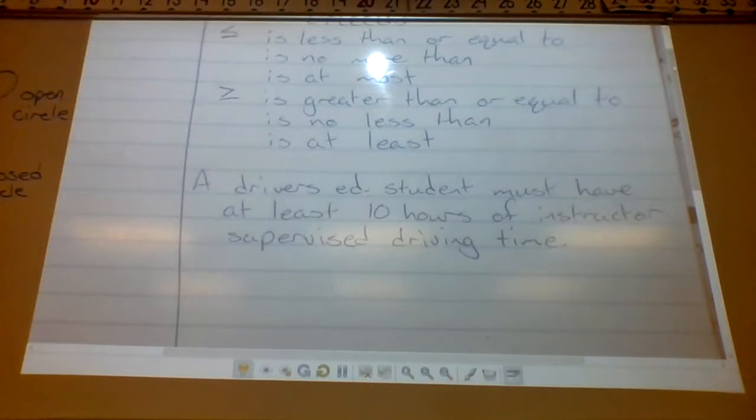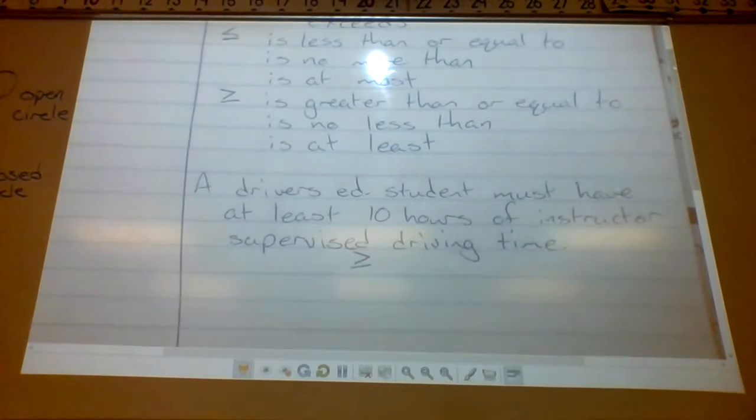A driver's ed student must have at least 10 hours of instructor supervised driving time. What does that mean? How would you write that in math? It would be x, and then they must have at least. Look in your notes. Which one's at least? It's this one, greater than or equal to. So you have to have at least, so that's x. And then what?